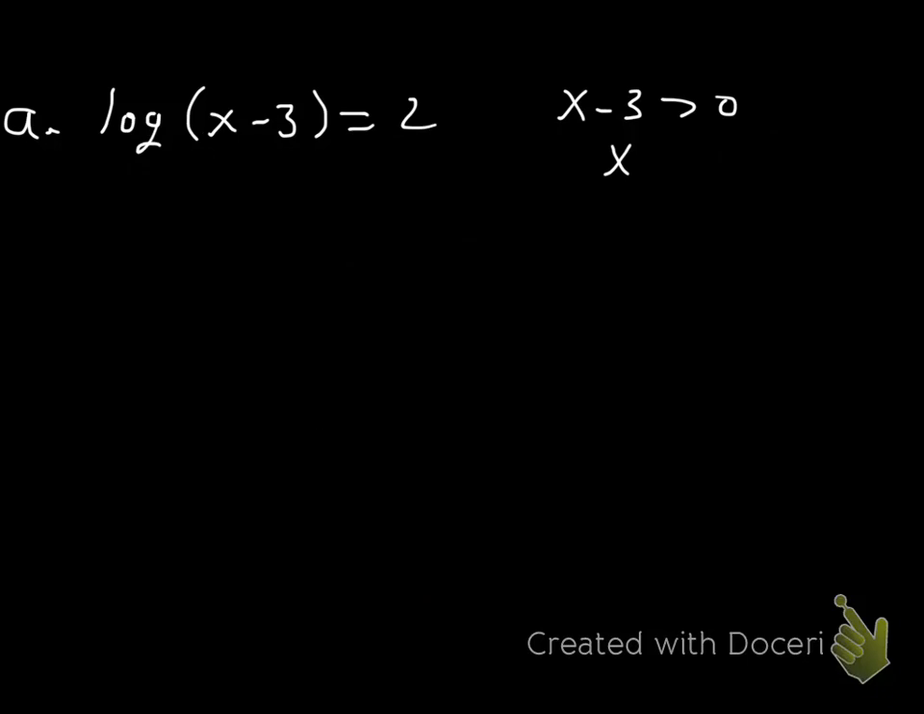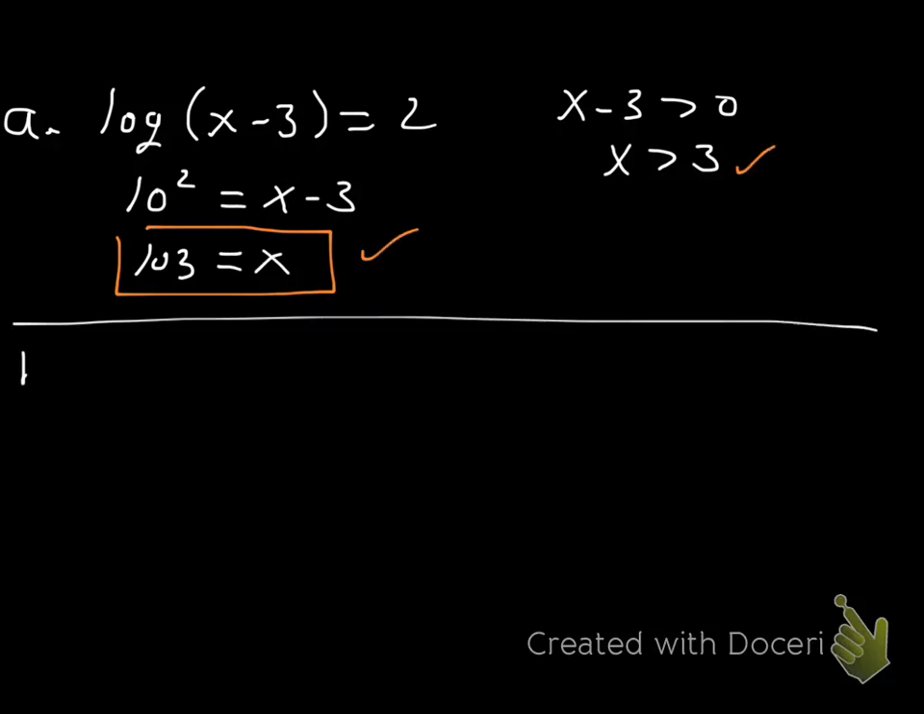So we need to set the argument of x minus 3 to be greater than 0. So our restriction is x needs to be greater than 3. This time the log's already isolated, so we can go ahead and rewrite as an exponential right off the bat. Remember, regular log is base 10, so it is 10 and the exponent is 2 equals x minus 3. Okay, 10 squared is 100, and then I'm going to add 3 to both sides, so we get 103 is equal to x, and that's certainly larger than 3, so that is a good solution.